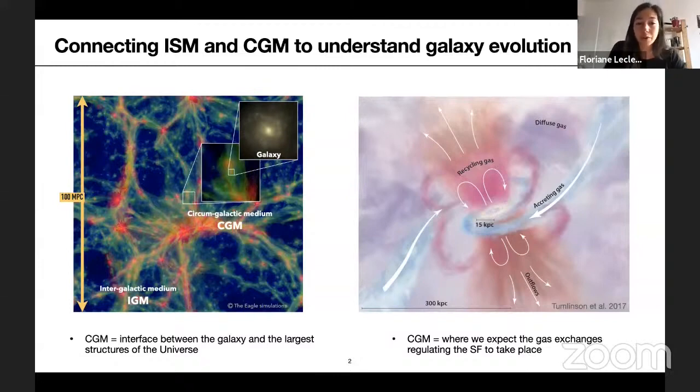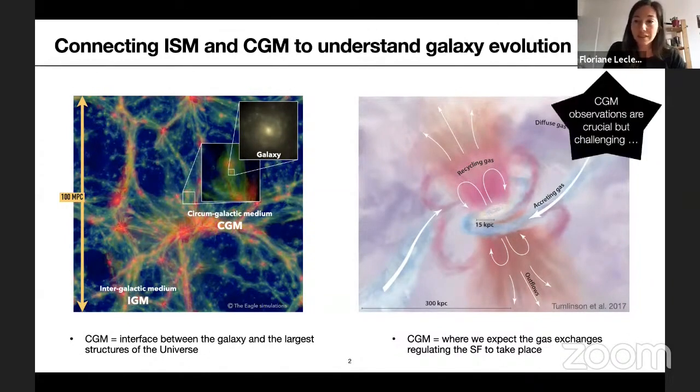So why do we care about it? Because this is really where we expect the gas exchanges between the galaxy and its environment to take place. And those gas exchanges are really regulating the star formation. So if we want to know more about the galaxy evolution, we need to observe this circumgalactic medium, and to map it, it's quite difficult because of the low surface brightness of it.